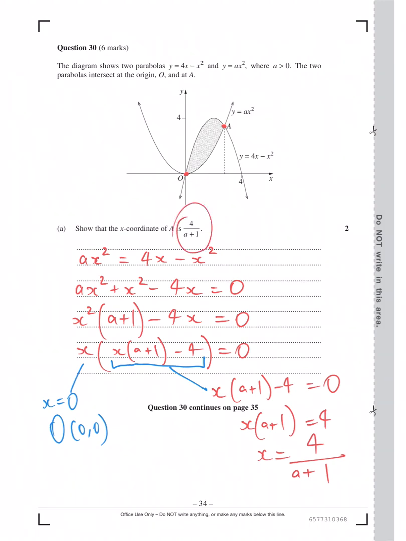We don't need the y value there, I just need the x value, because when we come to part B, we're going to find the value of A so that the area is a particular fixed value, and we don't need the y value to do that. I just know that it's less than 4, and the x value there is also less than 4. Let's go ahead and do part B now.